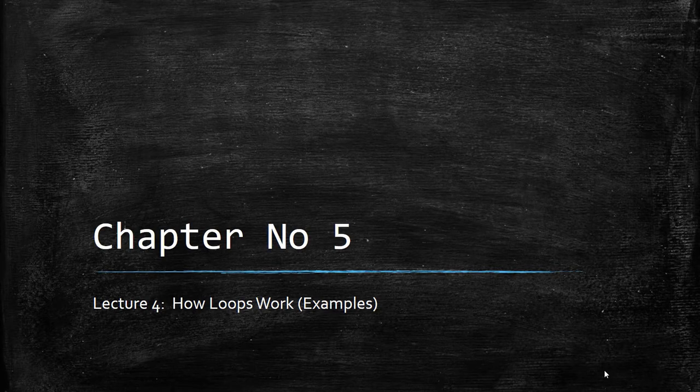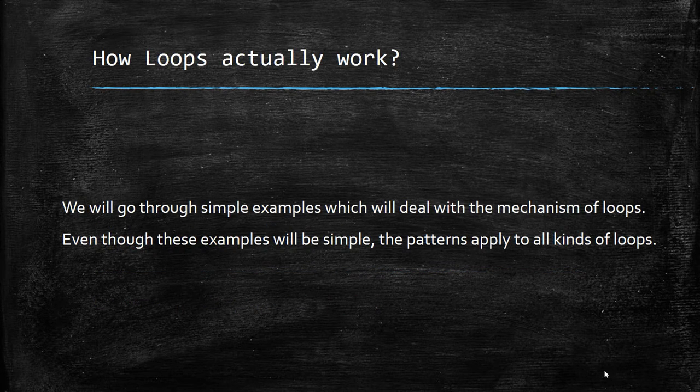Now is the time to go for the examples and understand how these loops actually work. In this lecture, we will move ahead and perform several examples to understand the working of the loops. We will go through simple examples which will deal with the mechanism of loops, and even though these examples will be simple, the pattern applies to all kinds of loops. In other words, after performing these examples, you will understand the basic concept of loops, and that pattern and concept can be applied to complex and very long programs too.